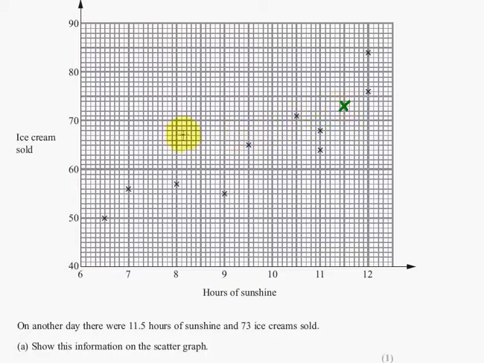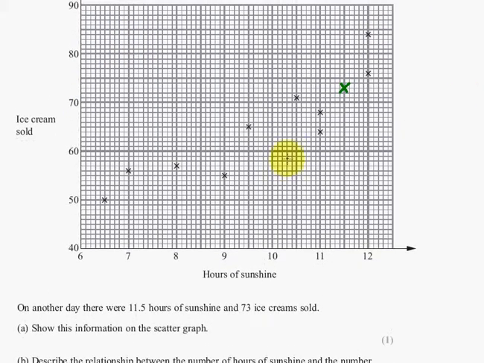Now just be careful with the scale, sometimes it doesn't go up so nicely, sometimes it goes up in twos, okay, so just make sure you're a little bit careful with that. Now, part A is worth 1 mark, and if it's in the right place within 2 millimeters either side, then it's just about okay.